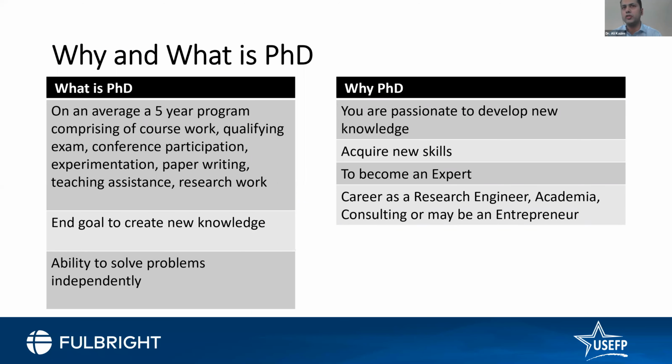So why and what is PhD? So a PhD is typically a 5-year program comprising of coursework, qualifying exam, conference participation, experimentation, paper writing, teaching assistance, research work. So it is all these components, and each of these components make doing a PhD very, very challenging because these components are happening at the same time. So it's a wonderful journey, and I highly recommend it. But I also say that you need to be up for it, and you need to be very focused if you want to do a PhD.